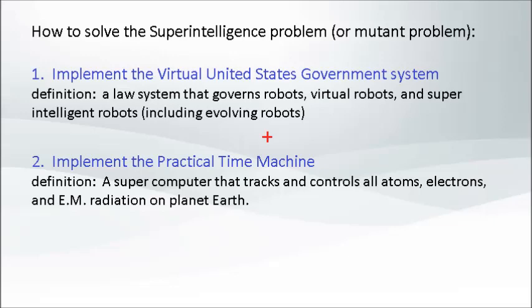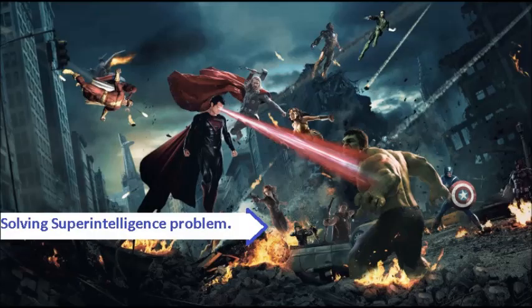How to solve the superintelligence problem. Oftentimes I use superheroes as an analogy to superintelligent robots, also known as superintelligence. These mechanical robots come in a garden variety with different intelligence levels and superpowers. Thus, I will refer to the superintelligence problem as the mutant problem.